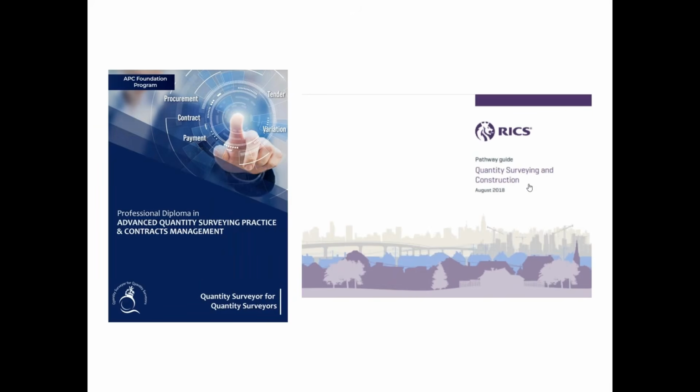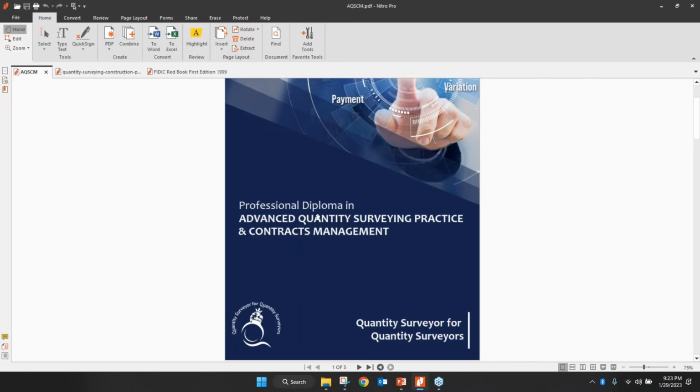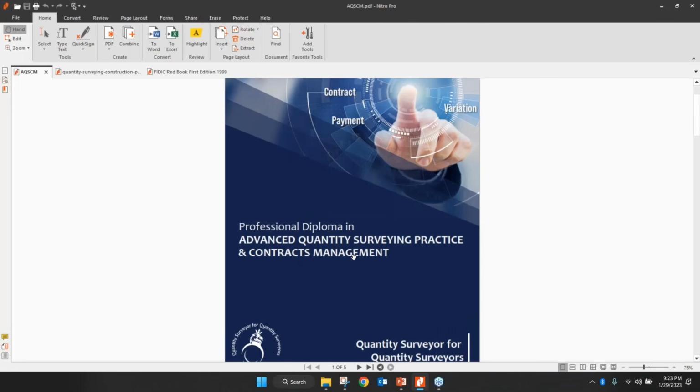So this is the RICS pathway guidance notes for quantity surveying and construction. This is the authorized document coming from the RICS, and this is the advanced QS syllabus which we have built. Let's go and understand what exactly that is. Can you see the documents? Yes, you have seen the document, right? The advanced QS practice brochure, you can see. Now you people know this syllabus, what we are talking about here, from pre-contract to post-contract.